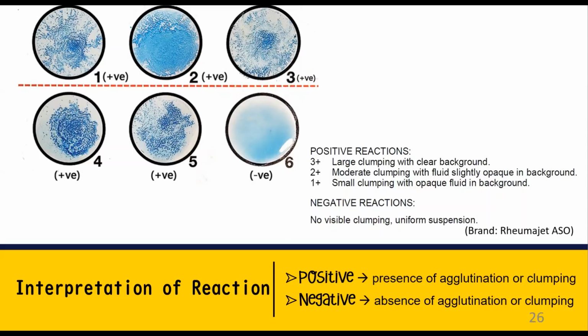Surely the laboratory has set a manual on how agglutination should be graded. Or you can refer to the package insert to be safe. So again, positive when there is presence of agglutination or clumping, and negative, absence of agglutination or clumping. Now, are we ready to report the results?